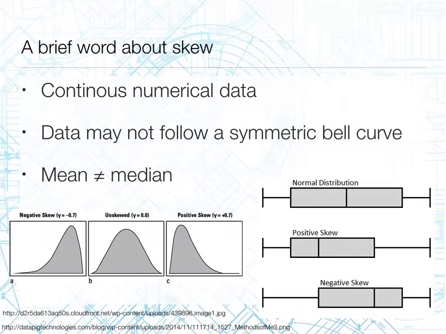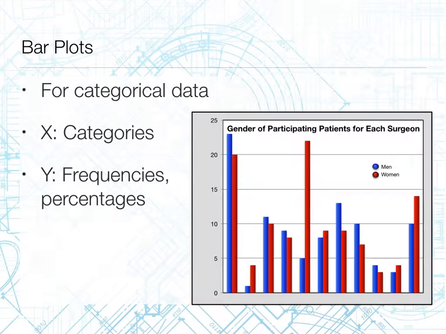Not all data follows a symmetrical bell curve, but may display something called skew. In a perfectly normal distribution, the mean and median are the same, which you can see in these graphs. If there is skew, they are not. In a skewed distribution, using a mean and standard deviation may not be as descriptive as using a median and interquartile range, and these box and whisker plots and these frequency plots demonstrate this nicely.